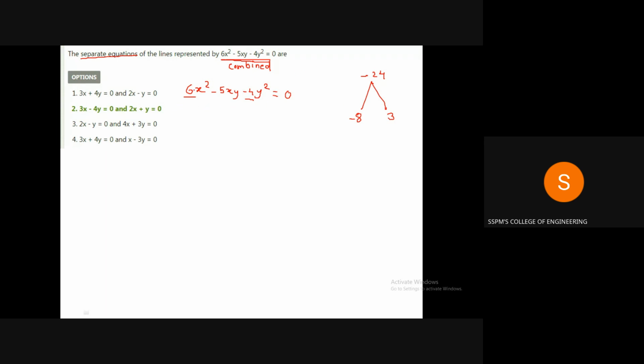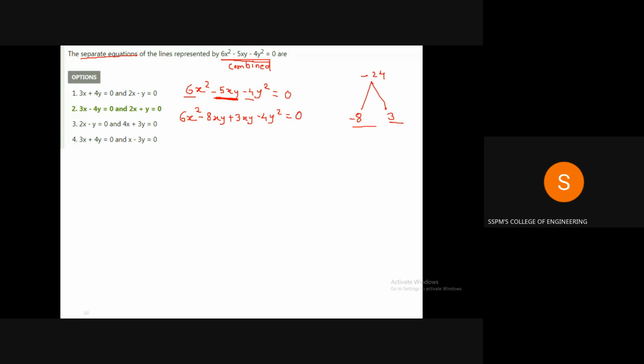Now we will split this term, minus 5xy, using these two values. How can we write it? Write the first term as it is: 6x square minus 8xy plus 3xy minus 4y square is equal to 0. So we have just split up this minus 5xy as minus 8xy plus 3xy. If you add this, you will again get minus 5xy.